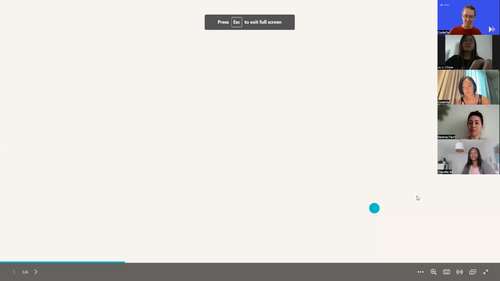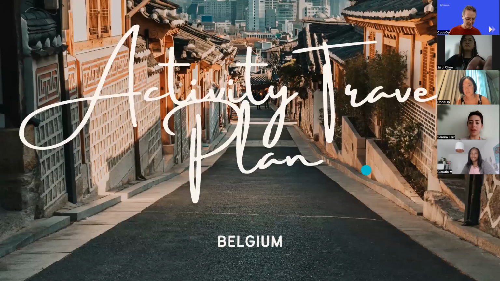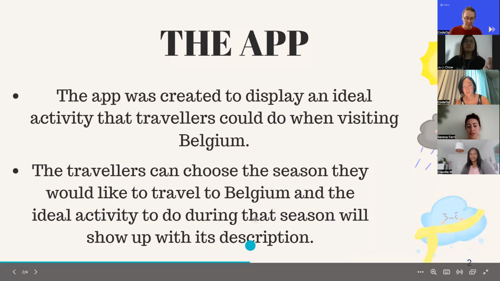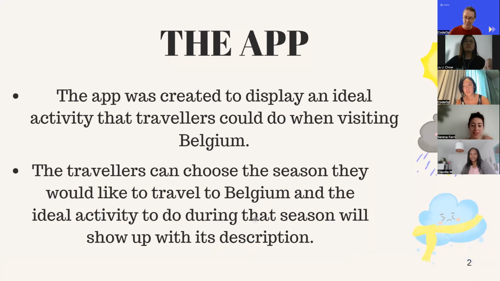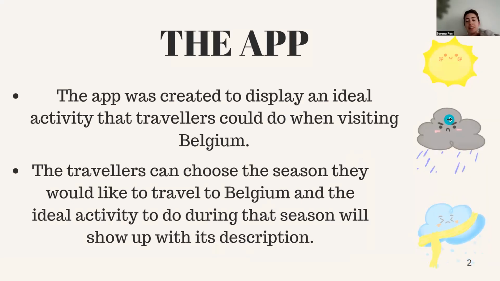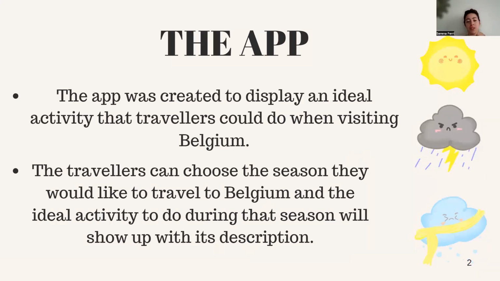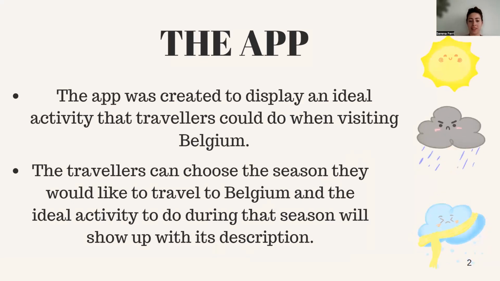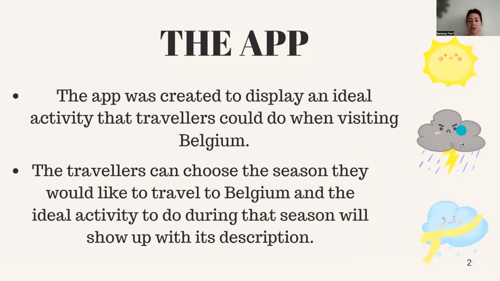Okay, so I'm working on a project that will plan the activity travel for people who would like to travel to Belgium. The app was created to display an ideal activity for travelers that would want to visit any city of Belgium. They can choose the season they would like to go, and the suggested or best activity for them to do in that city in that season will appear, and its description as well.